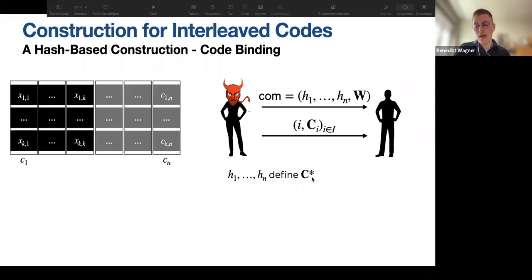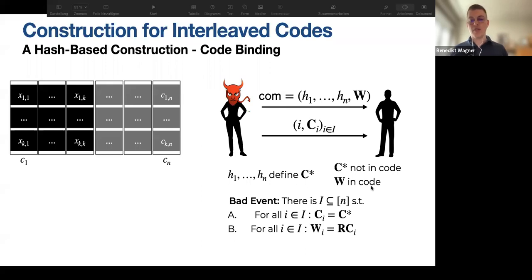And now by collision resistance of the hash function, these CIs have to be consistent with the C star, right? So that means in particular, the C star has to be not in the code, because otherwise, that's the winning condition of code binding, right? Whatever is consistent with the CI is not in the code. Okay, but also all the openings need to verify. So that tells us that W has to be in the code.